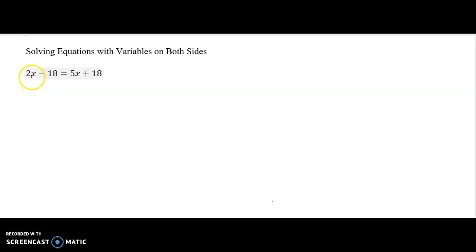I need to decide I'm either going to move my x's over to the left-hand side, or I'm going to move my x's over to the right-hand side. In the past, I've showed you moving them only to the left-hand side. So to give you another example, I'm going to move this 2x over to the right-hand side. And I'm going to do that by using the subtraction property of equality.